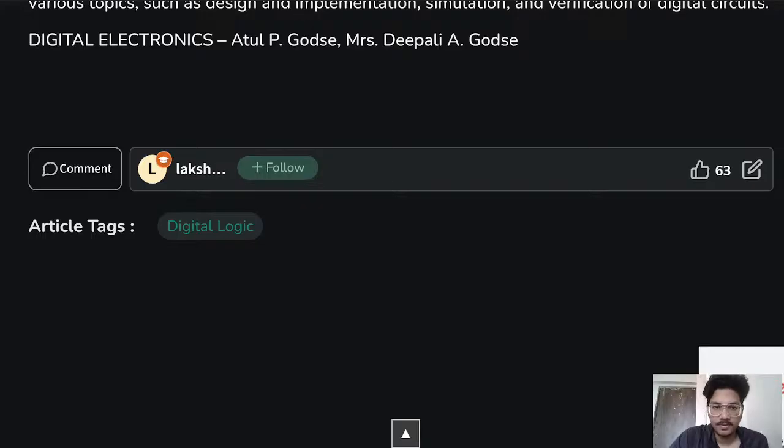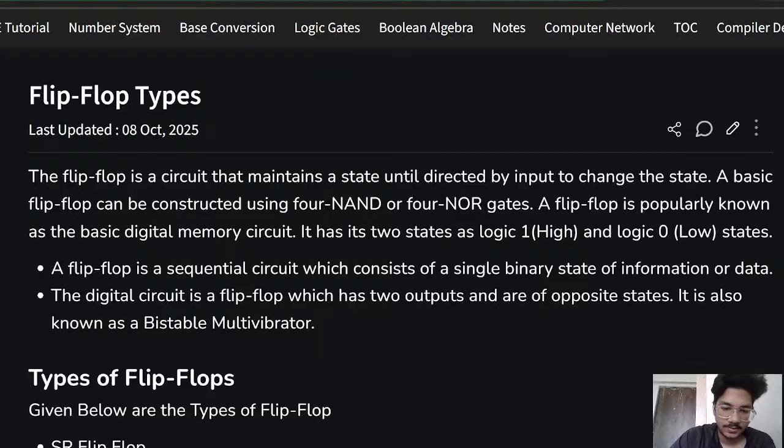So we have covered all the information about latches. Let's move forward to all the flip flops. Okay, let's discuss our flip flops.